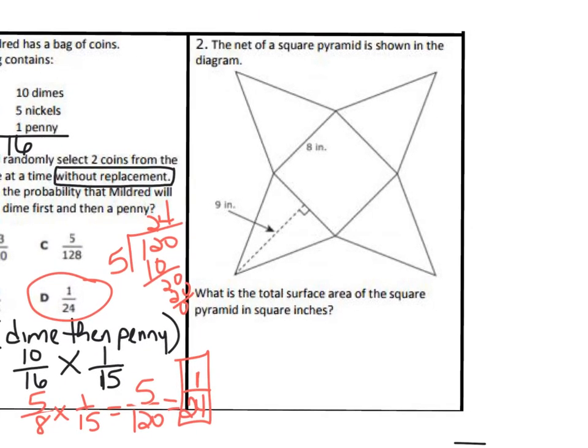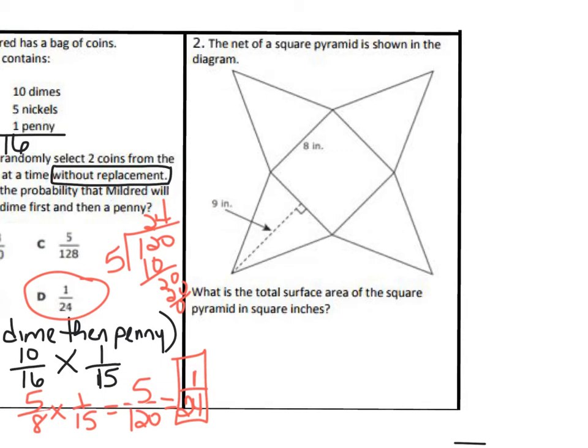So the next one's asking, the net of a square pyramid is shown in the diagram. What is the total surface area of this square pyramid in square inches? So surface area is what? What is surface area? It's not volume, right? Area of a surface. Yeah, the area of the surface, that's what it's called. But if you think about it, it's just the area of all the sides of the shape.